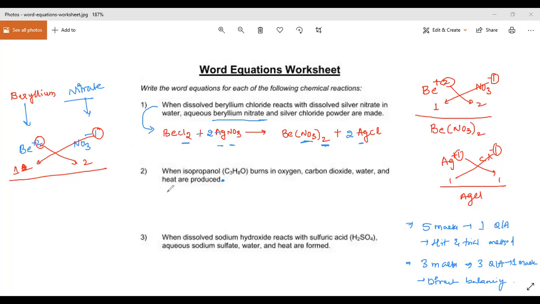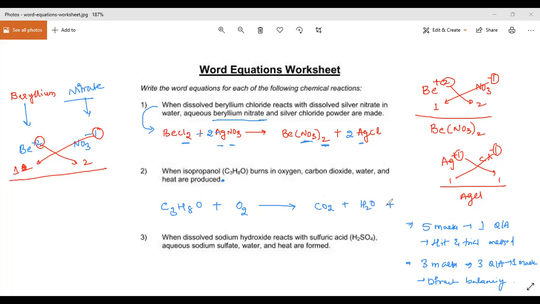The next one is isopropanol. That means C3H8O. They themselves gave the formula, C3H8O, which burns in the presence of oxygen. What is oxygen? O2 gas. To give, what products are you getting? CO2 plus H2O.